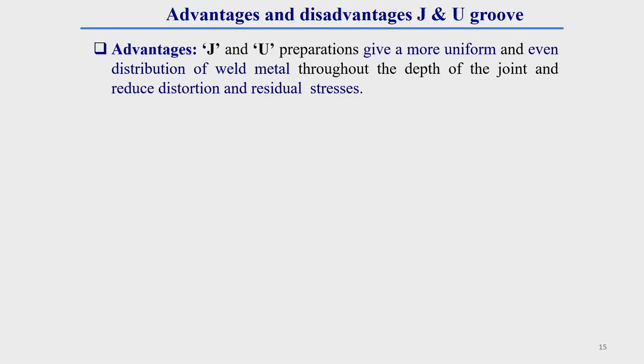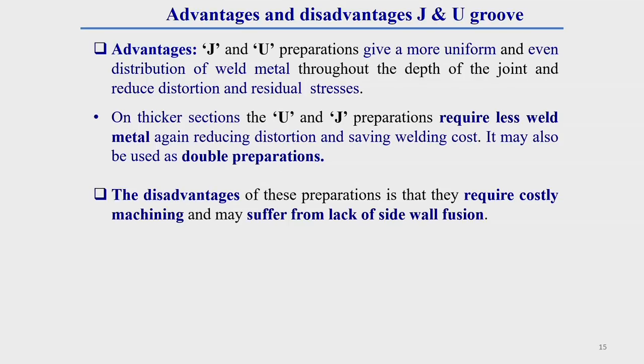Now, the advantage and disadvantage of J and U groove. J and U groove SP portion give a more uniform and even distribution of weld material throughout the depth of the joint, and this reduces distortion and residual stress. How that happens, I will tell once I draw this and explain in detail. This is the advantage and disadvantage of J and U groove.